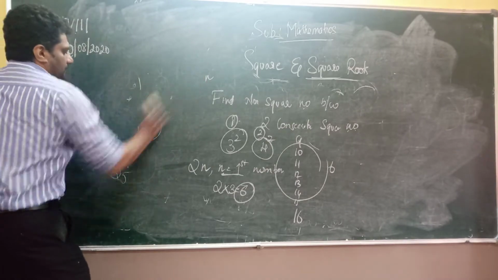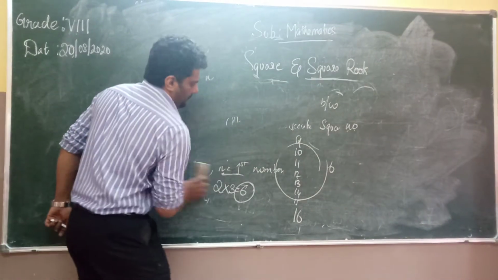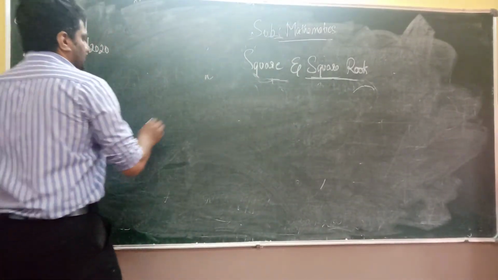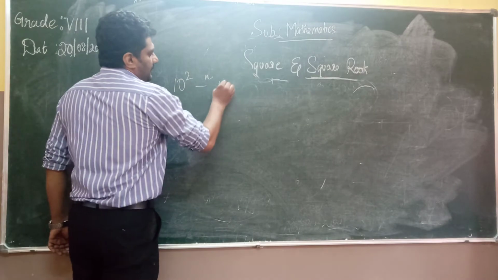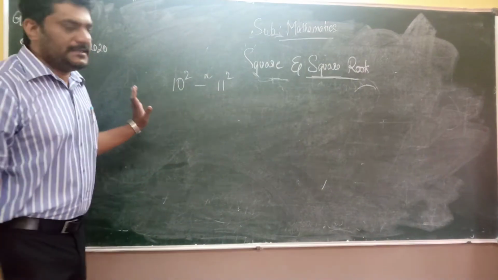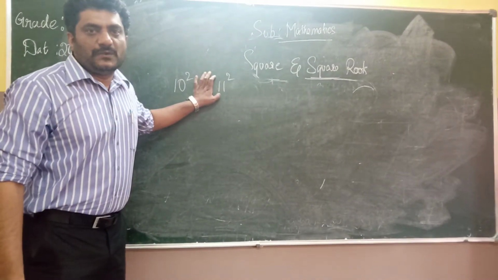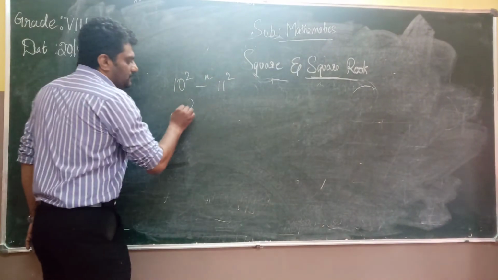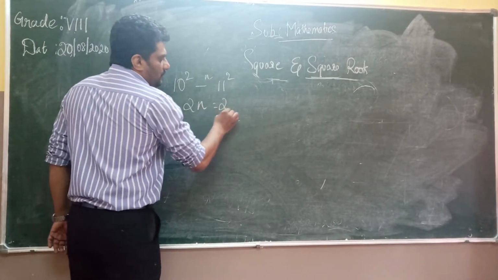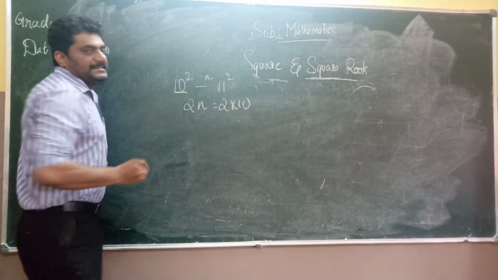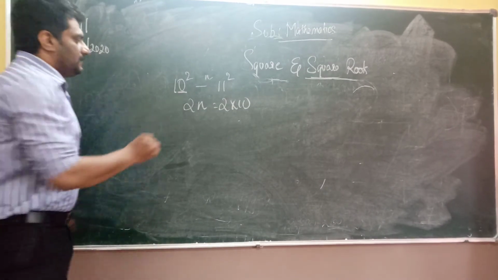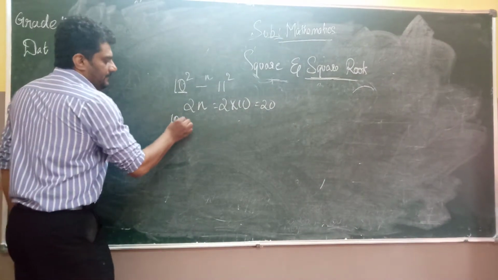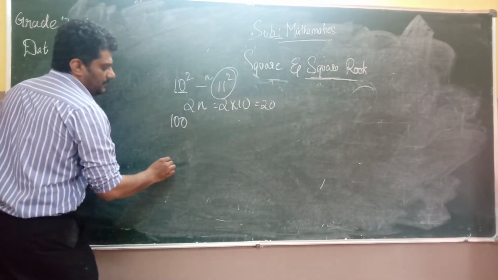Similarly, I have to find 10 square and 11 square. I want to find the non-perfect squares between 10 square and 11 square. I can again use 2n. It is nothing but 2 into 10, where n is the first term. What is 2 into 10? It is 20. Now what is 10 square? 100, right? And what is 11 square?